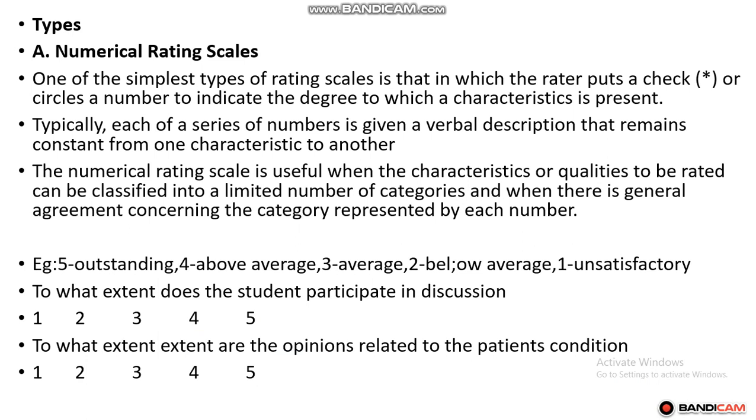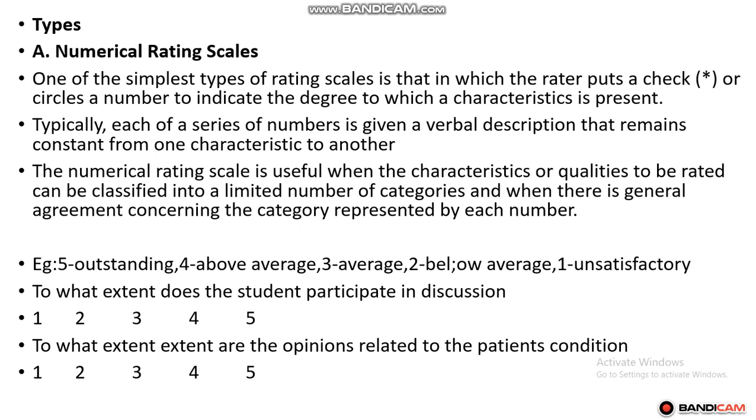So one question will be given, you can see the example at the last of the slide, that is 5, 4, 3, 2, 1, 1, 2, 3, 4, 5. So in that way these numerical values are being rated. 5 means outstanding, 4 means above average, 3 average, 2 below average and 1 unsatisfactory. So in that way options and ratings are given, and accordingly they can read the question and rate it. So that is a simple thing that is called a rating scale.